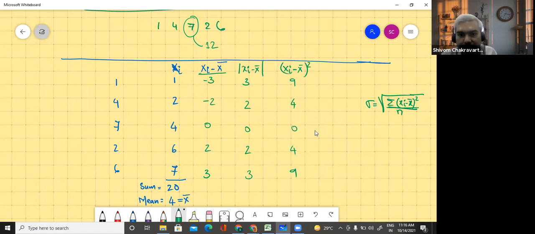Yes. So to do this calculation only, we made these columns. It will be easier. So we have xi minus x bar whole square. We will sum this. This here is summation. The sum of these is 9, 4, 0, 4, 9, which is 26. Now we have square root of 26, and what is n? N is already 5.